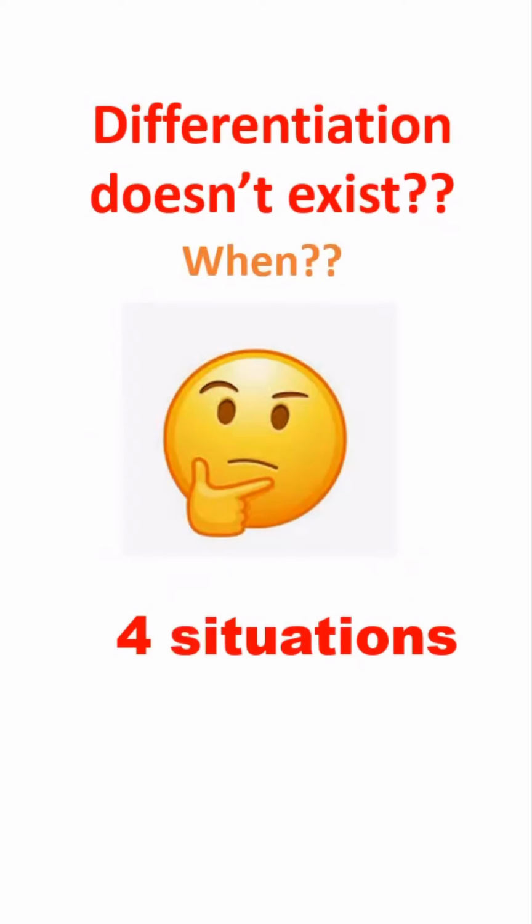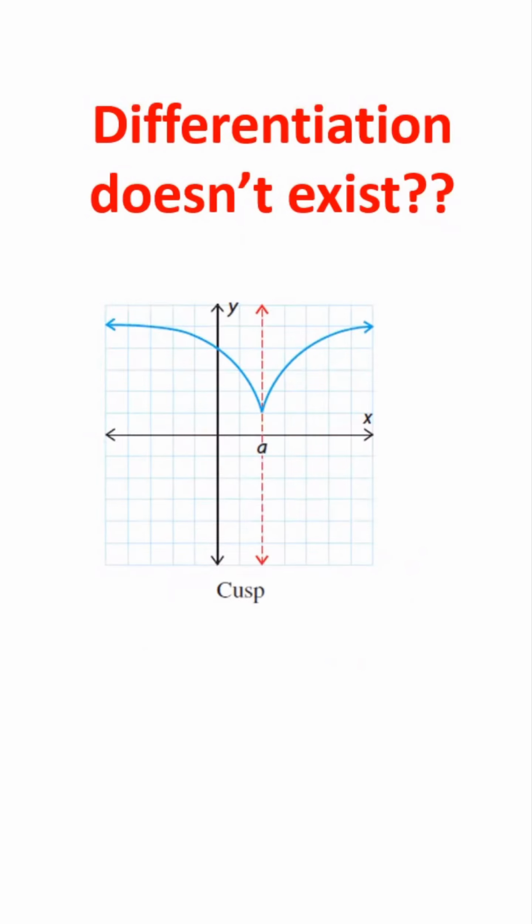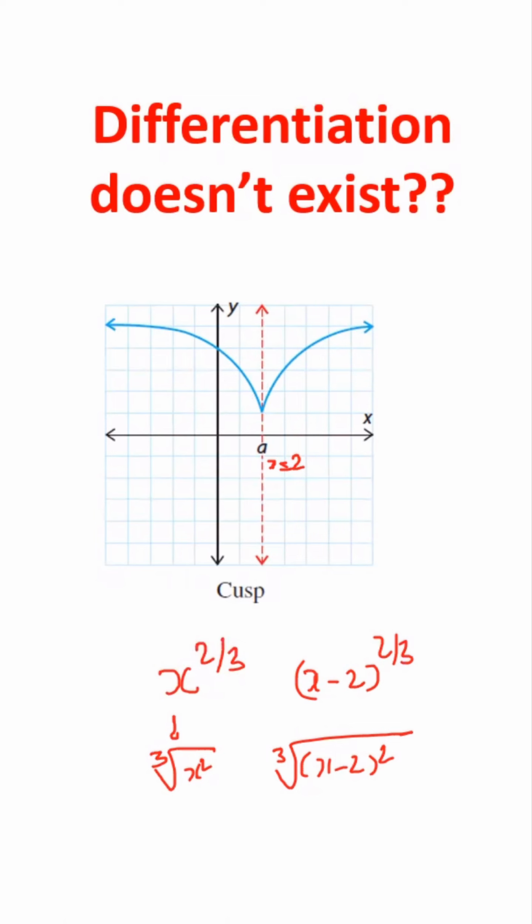When the differentiation of a function does not exist, when you have a cusp, if you have a function like x to the power 2/3, when you draw the graph of the function, you will see there is a cusp at 0. And if your function is (x minus 2) to the power 2/3, then you'll see the cusp at x equals 2, because you cannot find the slope at this point.